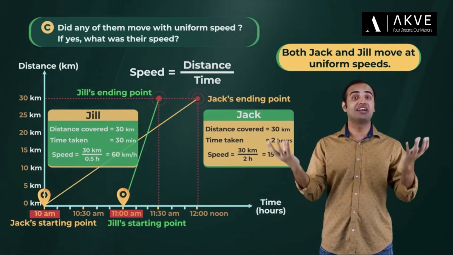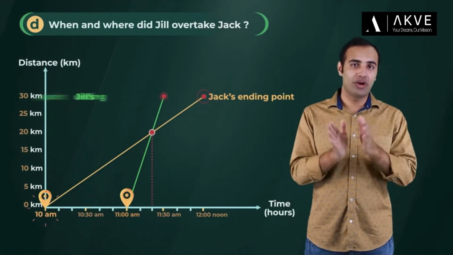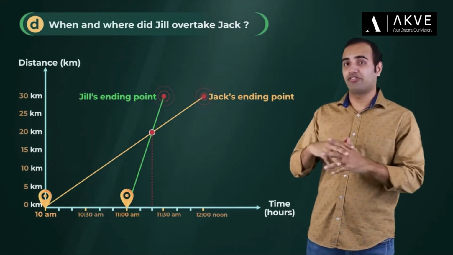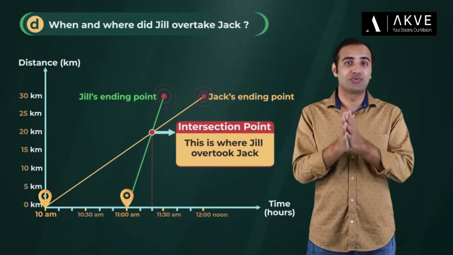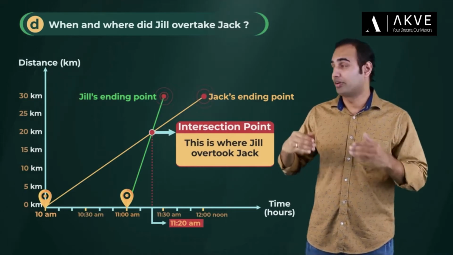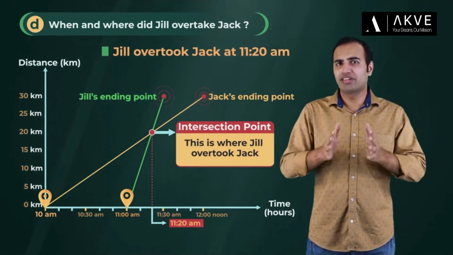In part D, we were supposed to find out when and where did Jill overtake Jack. Well, from the distance time graph, I can directly say that the intersection point of the two plots is where Jill overtook Jack, which happened at 11:20 am when both of them had covered a distance equal to 20 kilometers. But how am I saying that?